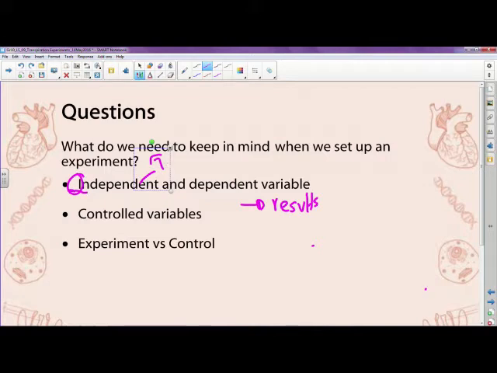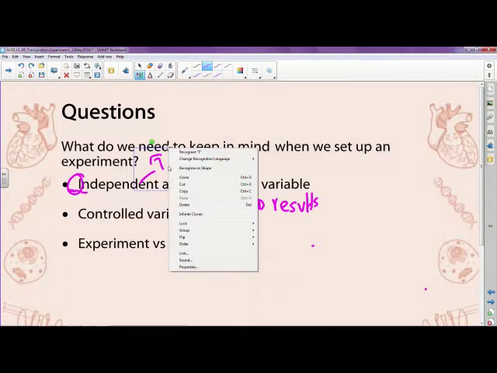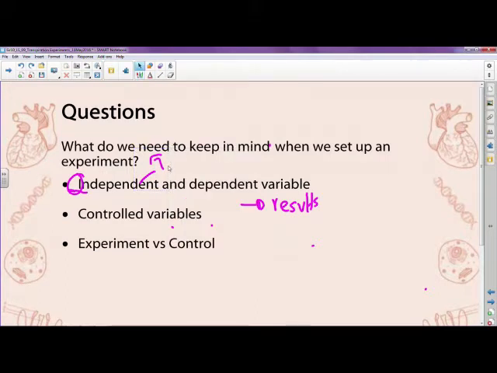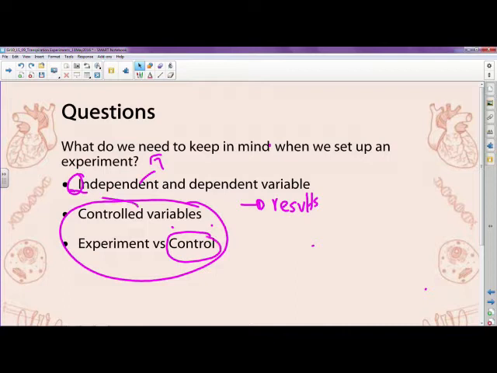Now, the problem here is these two factors, specifically these two words. You can see they look the same, but they are very different. A controlled variable is different to a control. My controlled variables is what? Controlled variables are the things that I must keep the same.